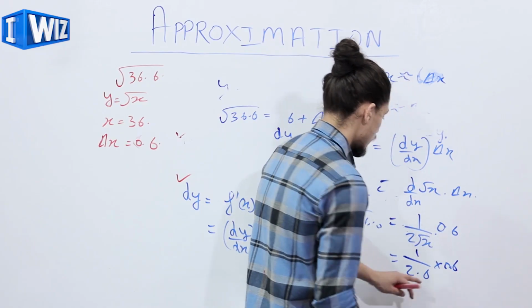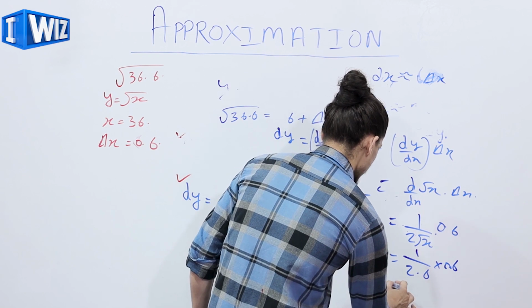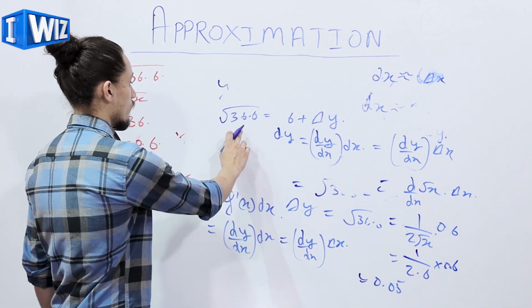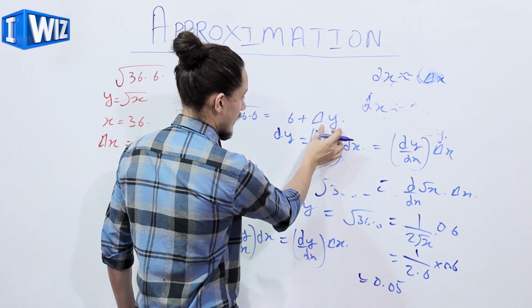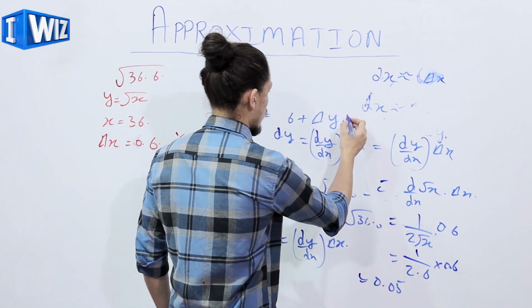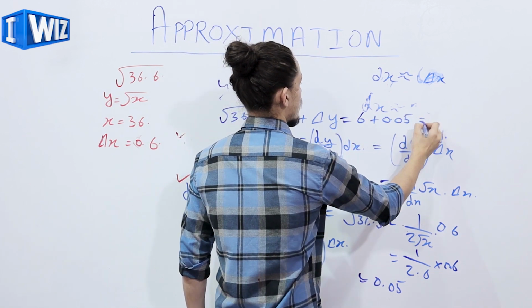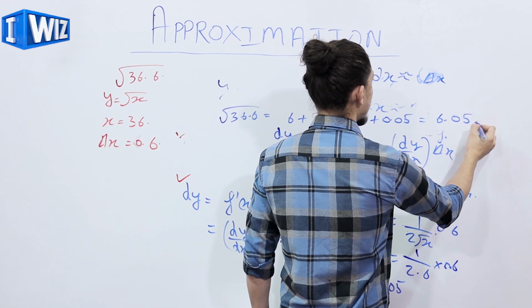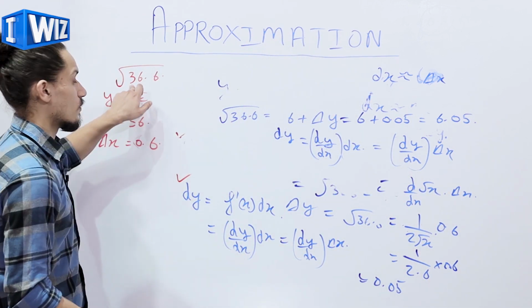Now 0.6 divided by 6 into 2, that is 12, is equal to 0.05. So we can find out the approximate value of under the root 36.6 is equal to 6 plus delta y. Delta y is equal to 0.05, so it is equal to 6 plus 0.05, which is equal to 6.05. This is how we use the method of approximation to find the values of such functions.